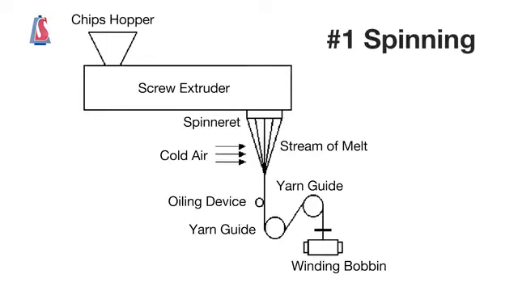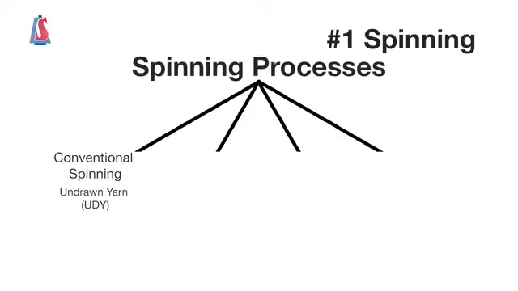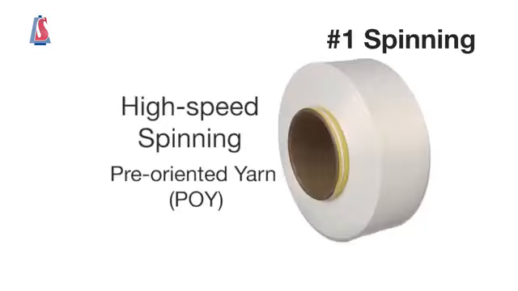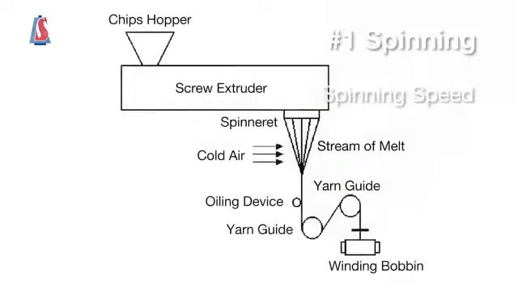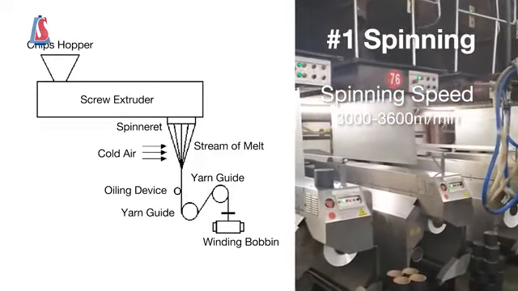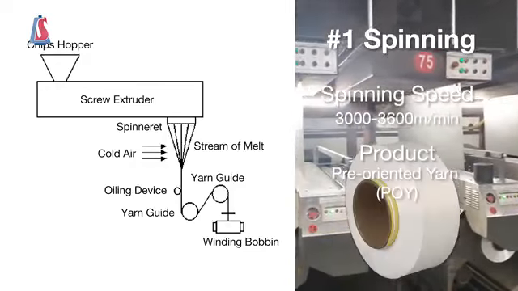Number 1. Spinning. According to the spinning speed, the spinning process can be divided into conventional spinning process, medium-speed spinning process, high-speed spinning process, and ultra-high-speed spinning process. We will use high-speed spinning, the most commonly used process route for the production of textured yarns, to illustrate the spinning process. The spinning speed of high-speed spinning is 3,000 to 3,600 meters per min, and the product after this process is pre-oriented yarn, POY.